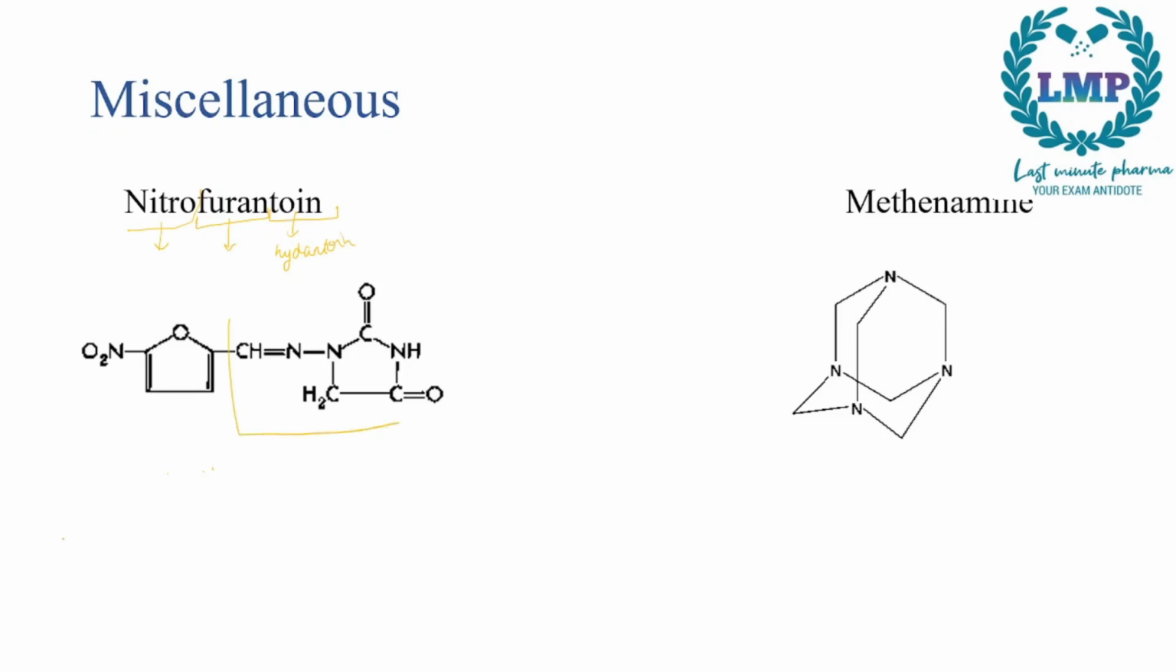So we give a nitro group first. We'll draw a nitro, attach this nitro to a furan ring and then hydantoin. So we'll attach CH double bond N connected to another N, which is connected to C double bond O, NH, CH2, C double bond O, another NH. So this will give you a nitrofurantoin.